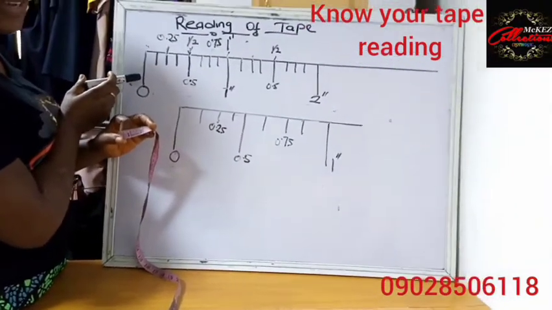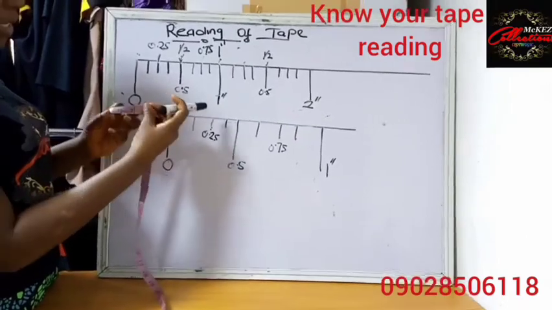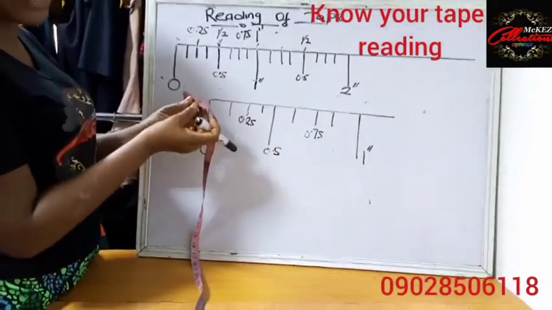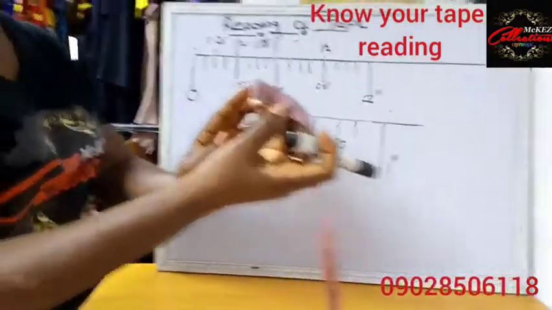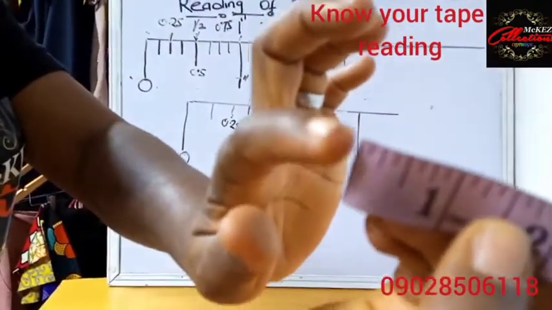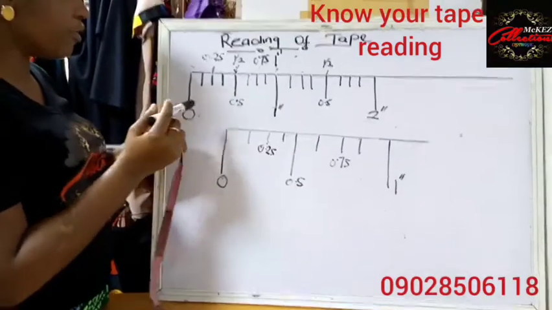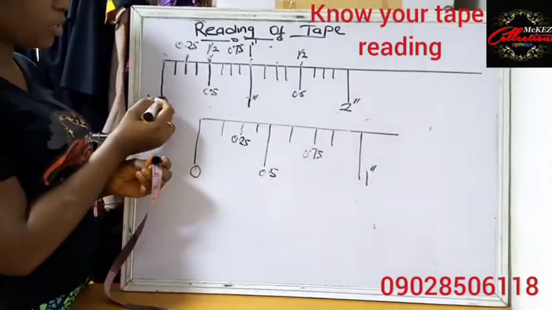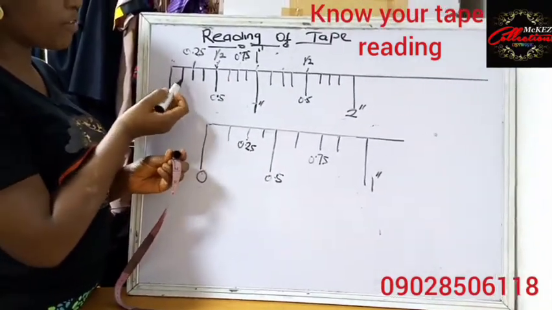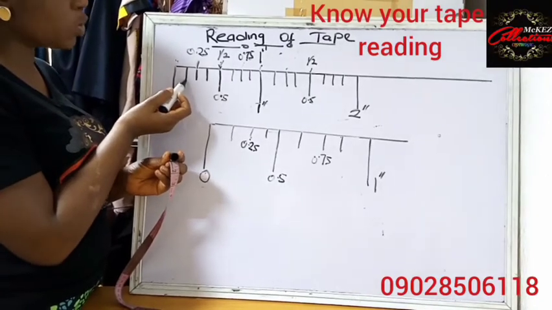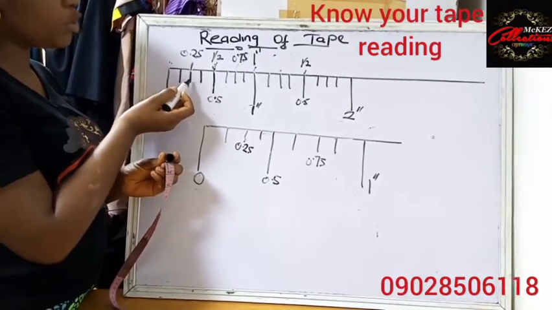Then after that first line, please get your tape and be looking at it. The first line is like a tip. It is the tip of the tape. That is what we call the first line. So the first line is 0. It starts from 0. After that, you have the very first one. You count it 1. Then you have 2.